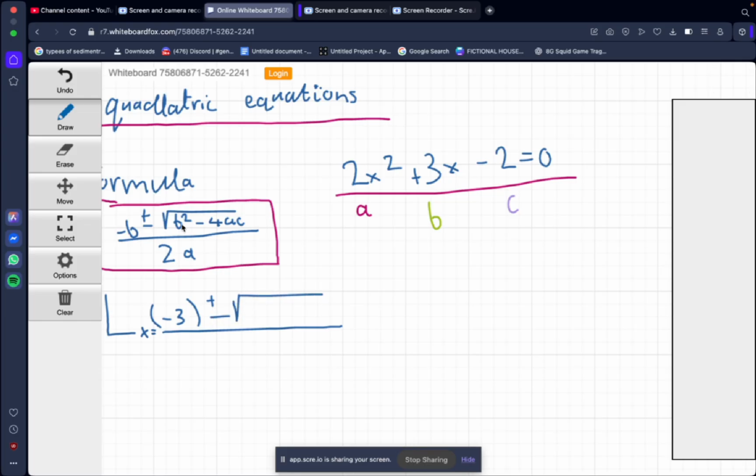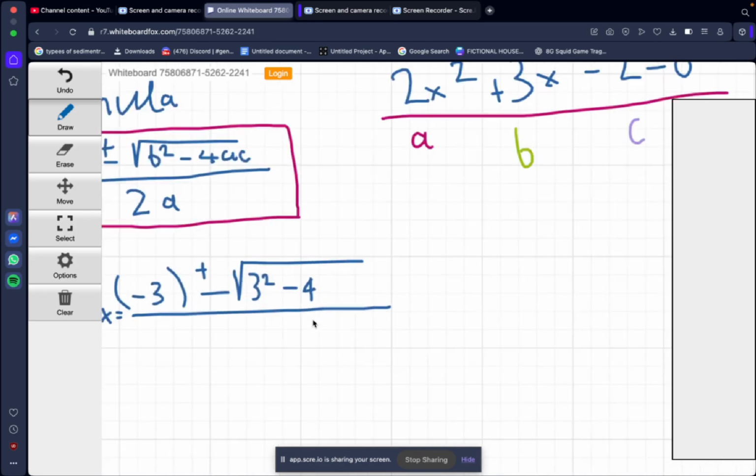Okay, so we need to plug that in. We need to do b squared. So we just have 3 squared, which we all know what that is. And then we have to do minus 4 multiplied by a and c. So in this case, it would be 2 and negative 2. When a variable is next to a number, let's say 3x for example, then it means you need to multiply that.